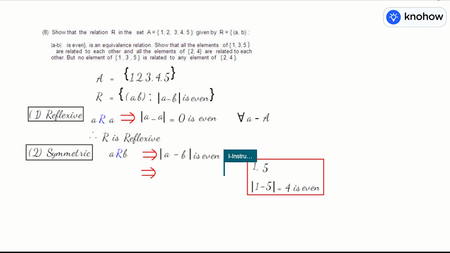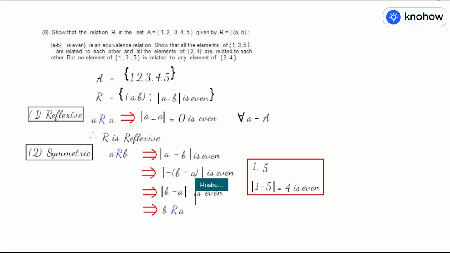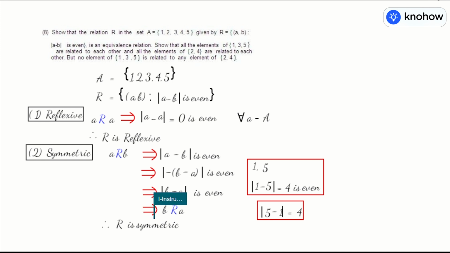So A minus B is even. Implies modulus of, take minus sign common inside, minus of B minus A is even. And modulus of minus of B minus A is the same as modulus of B minus A. So modulus of B minus A is also even. So clearly it means that B is related to A. If you look at the particular example, modulus of 1 minus 5 is 4. And what about modulus of 5 minus 1? That is also clearly 4, which is even. So we can conclude that if A is related to B, then B is related to A, or in other words, R is symmetric on the given set A.